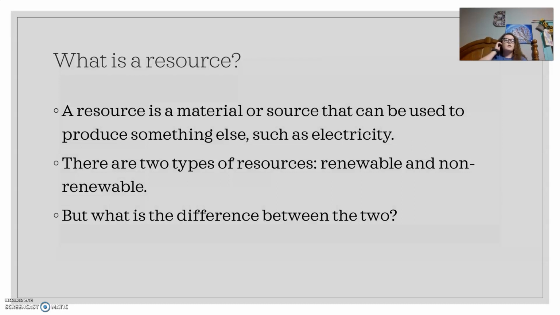Okay, so what is a resource? A resource is a material or source that can be used to produce something else, such as electricity. There are two types of resources, renewable and non-renewable. But what's the difference between the two?